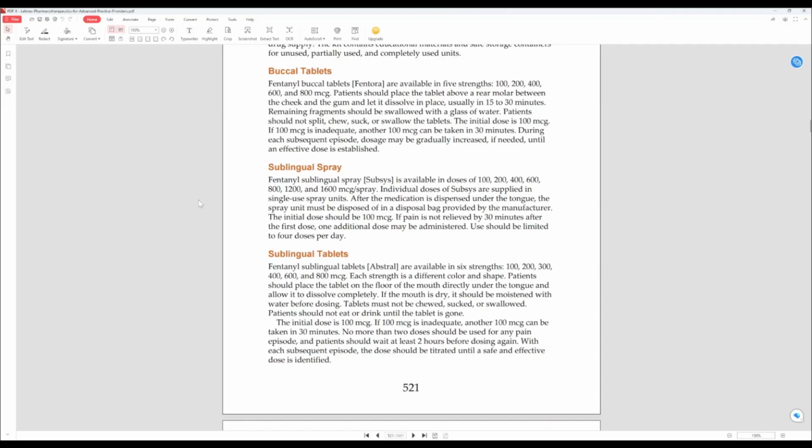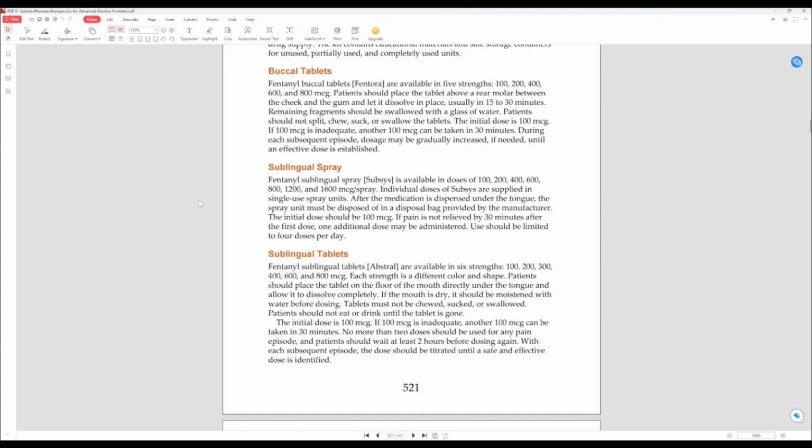Patients should not split, chew, suck, or swallow the tablet. The initial dose is 100 micrograms, and if the 100 micrograms is inadequate, another 100 micrograms can be given after 30 minutes. During each subsequent episode, dosage may gradually increase, and again if needed, until an effective dose is established.